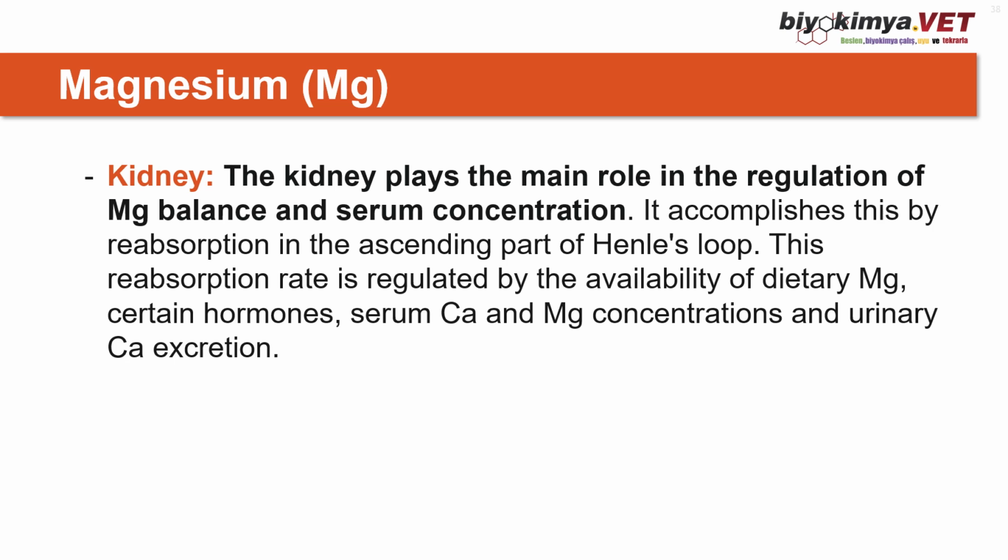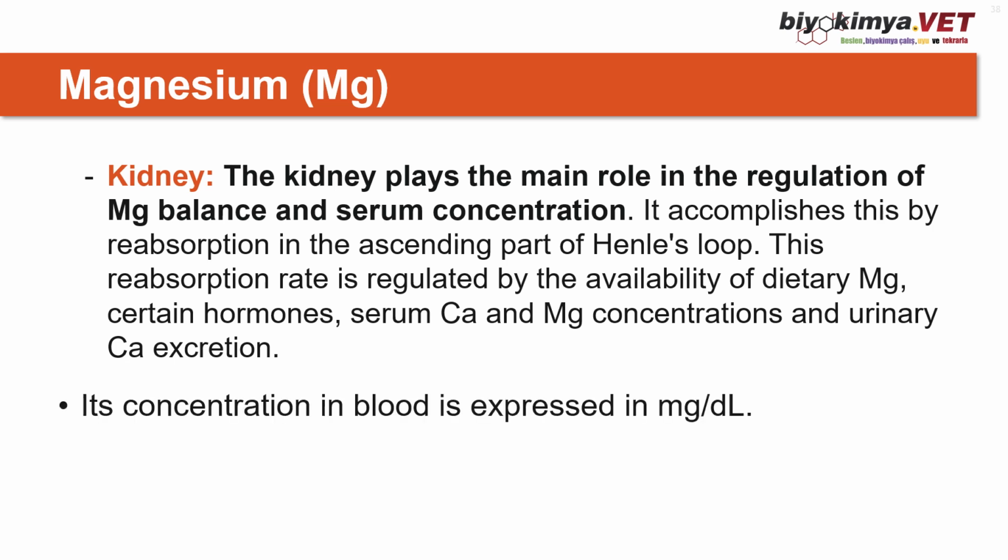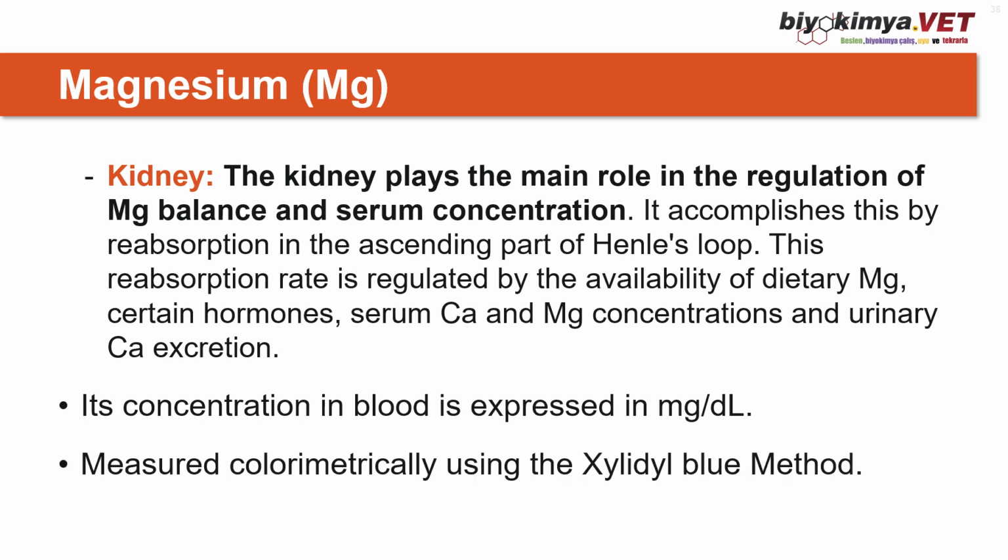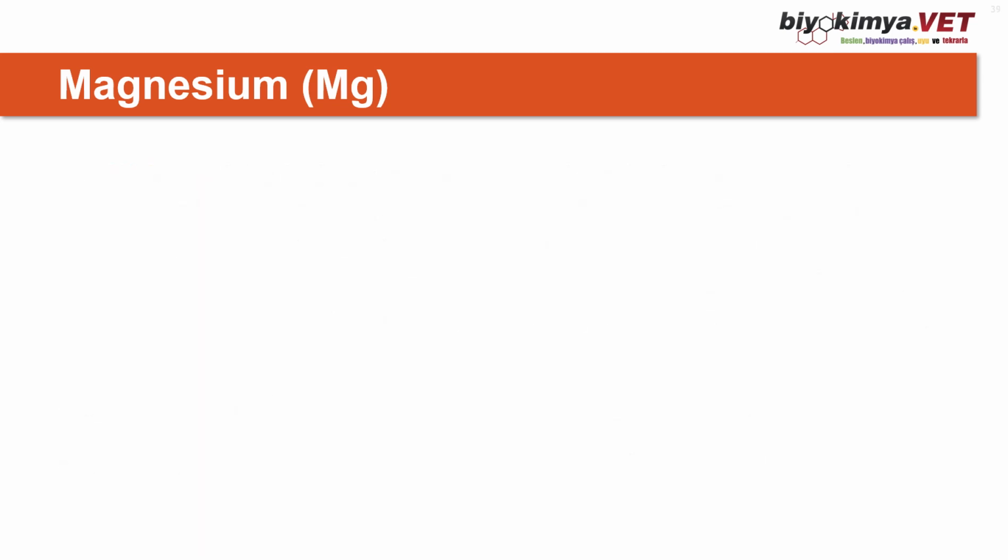The third way is the kidney. The kidney plays the main role in the regulation of magnesium balance and its serum concentration. It accomplishes this by reabsorption in the ascending loop, and this reabsorption rate is regulated by the availability of dietary magnesium, some hormones, serum calcium and magnesium concentration, and also urinary calcium excretion. Its concentration in blood is expressed in milligram per deciliter and measured colorimetrically using the xylidyl blue method in clinical laboratories.